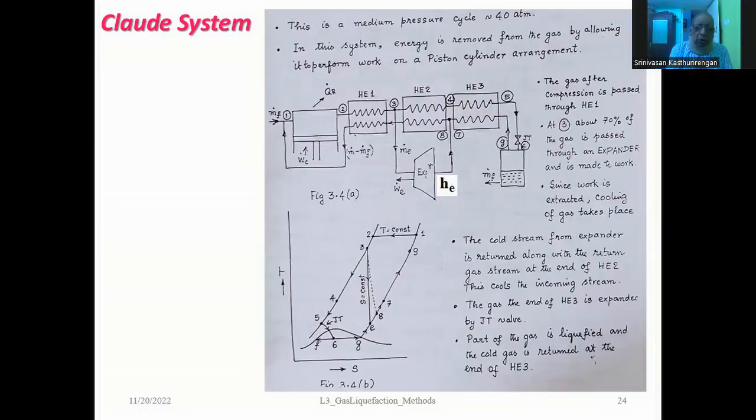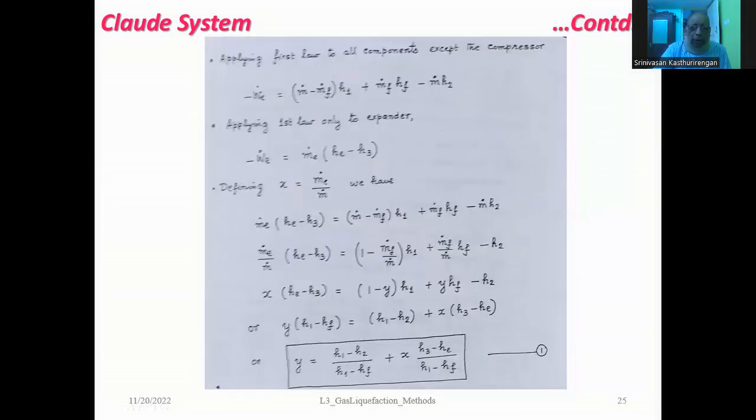Since a part of the fluid is now liquefied, you add this additional mass at room temperature as m_f dot into the system. Now, as before, I'm sorry for the quality of the slide, it is not so clear, but anyway, I can read it out for you. Let's apply the first law to all components except the compressor. Then you can write minus W dot E is equal to (m dot minus m_f dot) h1, the enthalpy of the outlets, plus m_f dot h_f, which is again one of the outlets, minus m dot h2.